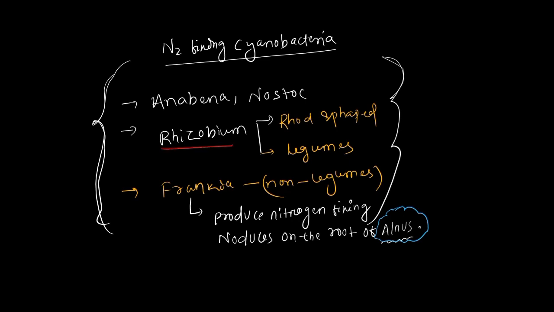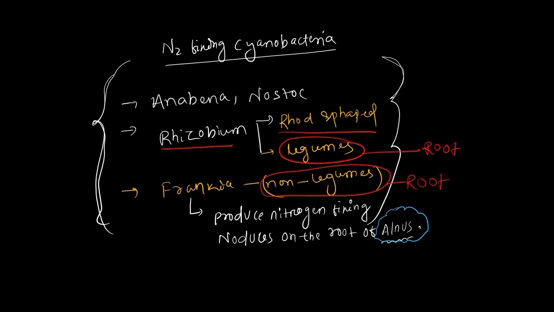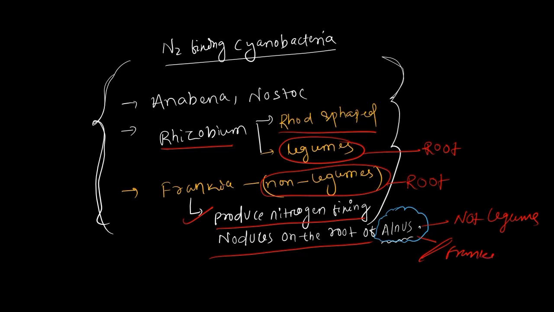Rhizobium is found in the roots of legume plants, and Frankia is found in the roots of non-legume plants. Rhizobium is rod shaped. Frankia produces nitrogen fixing nodules on the roots of Alnus. This is not a legume plant, and this plant, Alnus, has roots that combine with Frankia and show nitrogen fixation. Some other bacteria like Anabaena and Nostoc also help in nitrogen fixing.